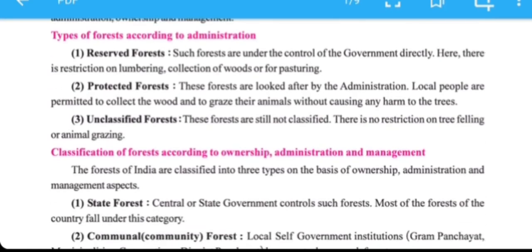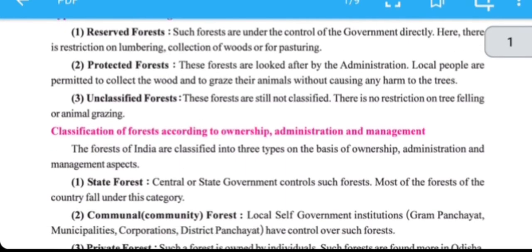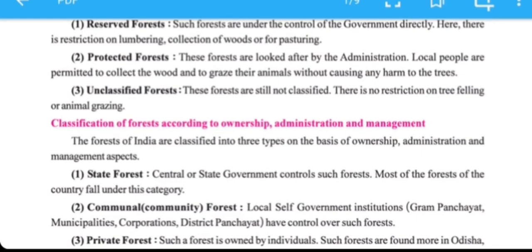Second, protected forest. A protected forest is looked after by the administration. Local people are allowed to collect the wood and they can graze their animals. So this is the difference. In a reserved forest, there is a restriction. In a protected forest, people are allowed to graze their animals and collect the wood. Third, unclassified forest means the forest which is not classified. There is no restriction on tree felling or animal grazing.